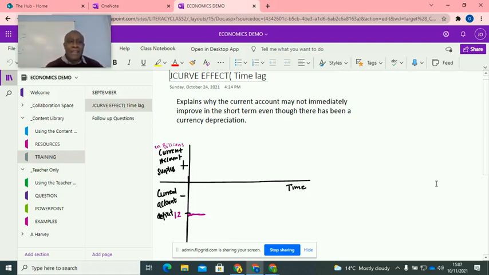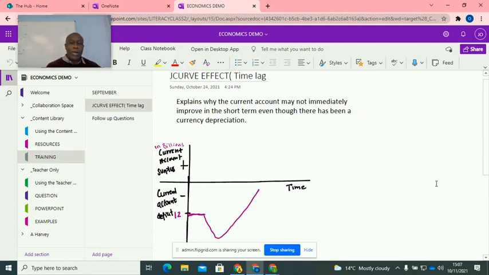But because of the time lag effect, because people have contracts, people don't know about it, and demand is inelastic, it doesn't change. And it actually gets worse, because you have less money to purchase more expensive imports. If there's a depreciation in your currency, your exports are cheaper, but imports are more expensive. So you're going to use a lot more money to pay for the imports, but people are not necessarily going to buy a lot more of your exports in the short term. So what tends to happen is that it starts going down, and then it will go up like that.